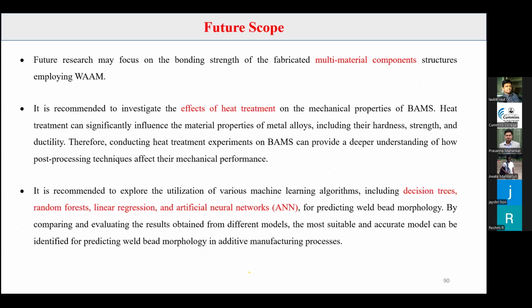And I have gone through one or two research papers. They have that setup in the US. They have two different robots, so they have deposited the material alternatively, and then they have studied its behavior. Then we can investigate the effect of heat treatments over the deposition, and then we can apply other machine learning techniques like decision tree, random forest, linear regression, and artificial neural network for predicting the bead morphology.